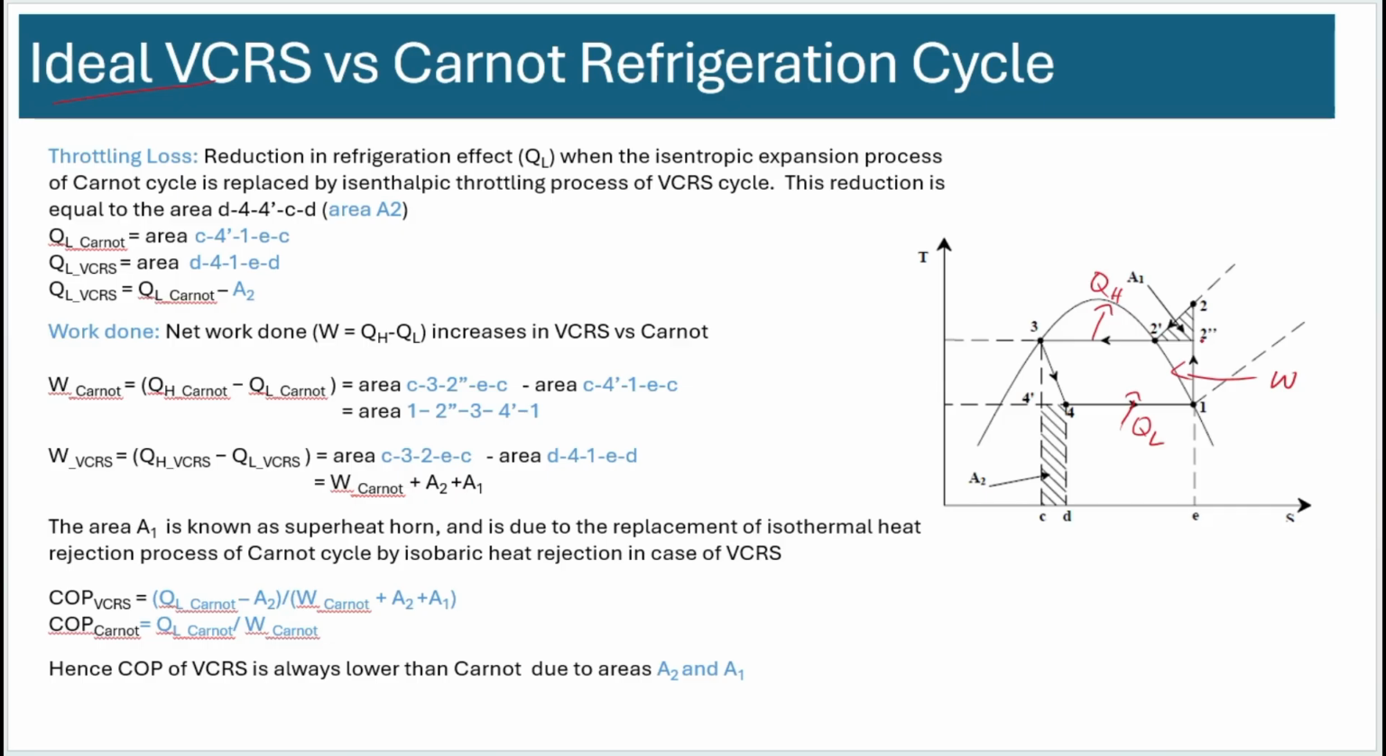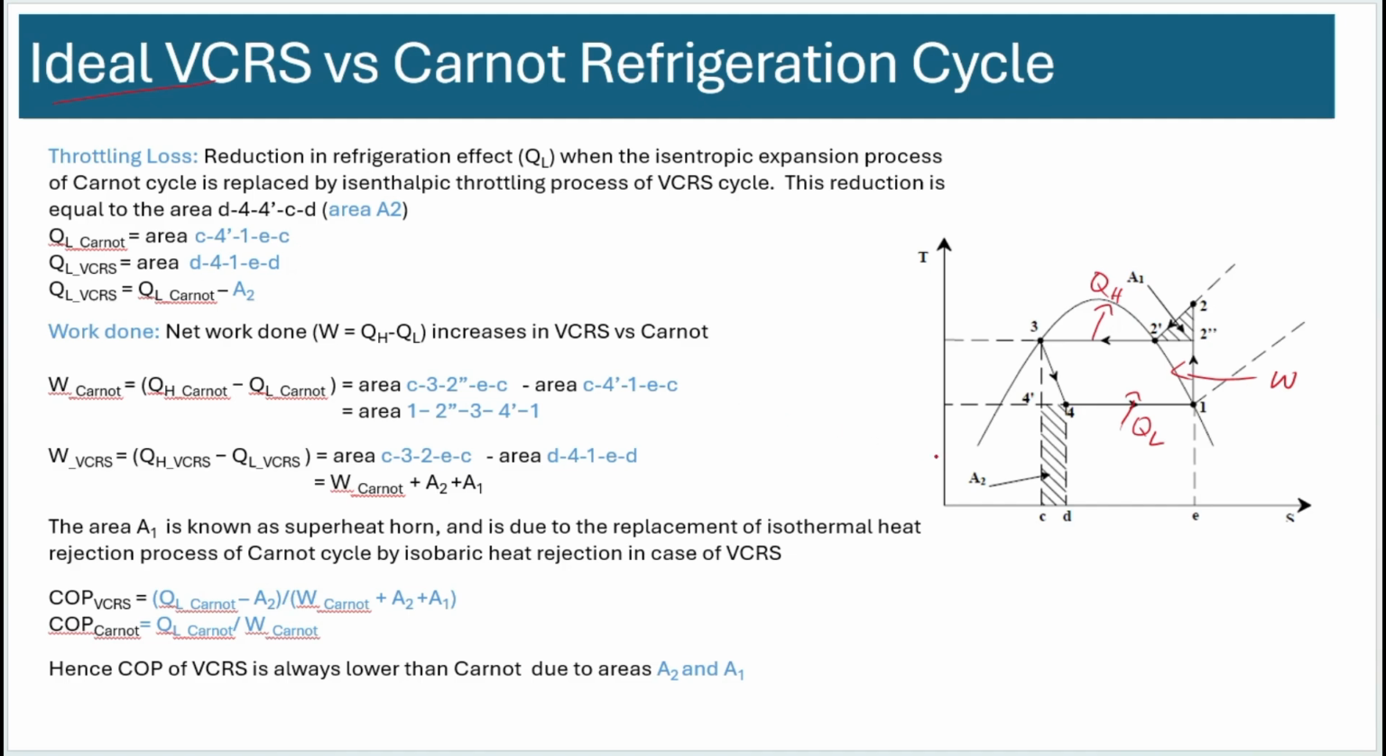1, 2 double prime, 3, 4 prime, 1. So this rectangle, that's the Carnot cycle. Now, for the Carnot cycle, the QL is basically the area under 4 prime to 1. So C, 4 prime, 1, E, right? C, 4 prime, 1, E, C, back to C. So that area is the amount of Q that the Carnot cycle can remove.